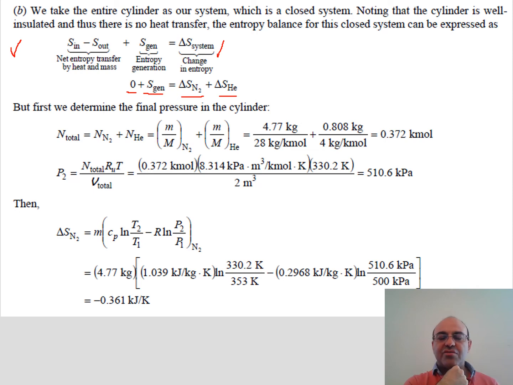We need to think a little bit about this. We need to go back to our lecture notes and see that the entropy change of an ideal gas can be obtained from this equation. For instance, the ratio of the temperatures and the ratio of the pressures, or the ratio of temperatures and the ratio of specific volumes. And we do need the mass that we do have.